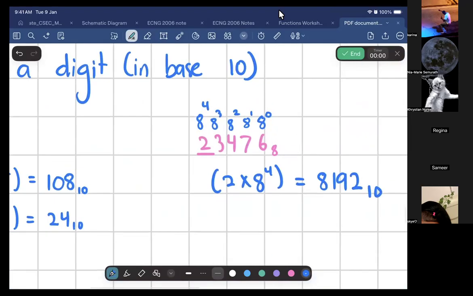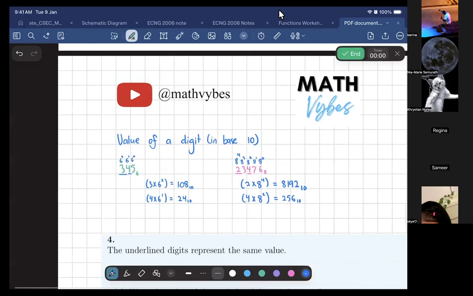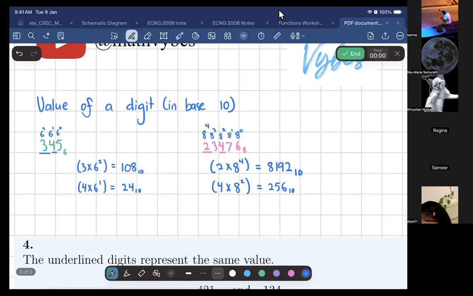You think you could tell me the place value for the 4? 8 to the power of 2, sir. That's the place value, but what is the value of the 4? 4 by 8 to the power of 2. Right. 8 to the power 2 is 64. And 64 by 4 is, I think, 256. Yeah. All right. Does everybody understand what value of a digit means?